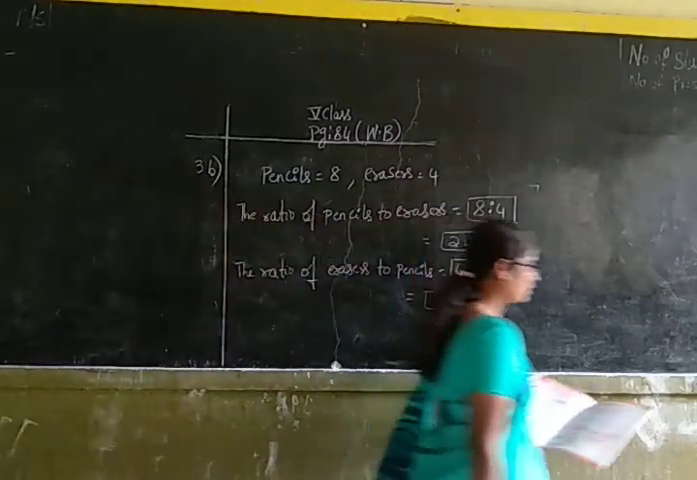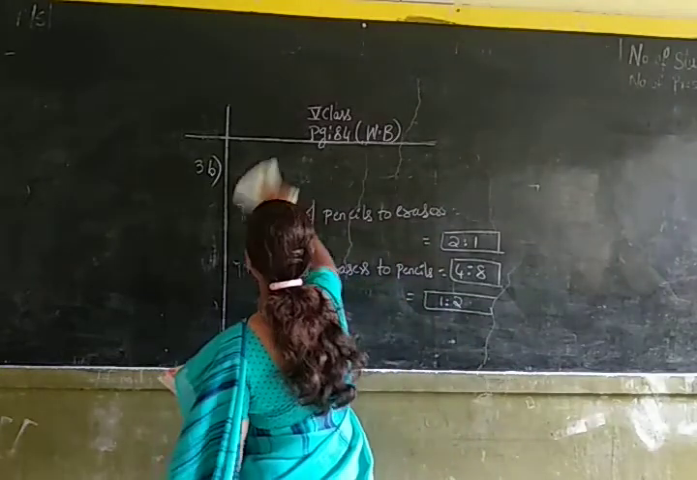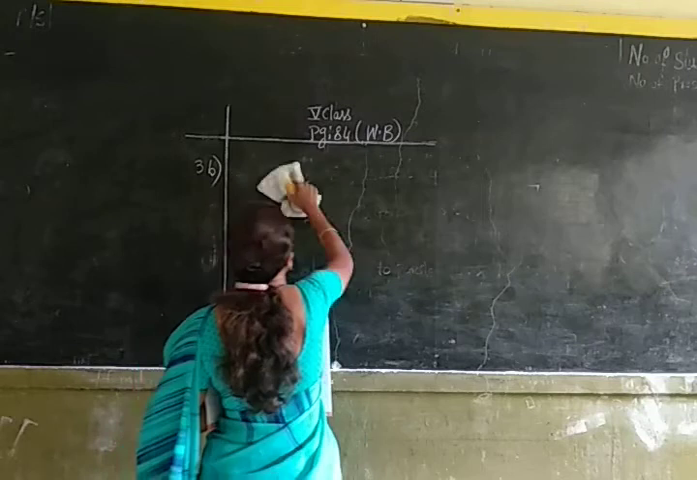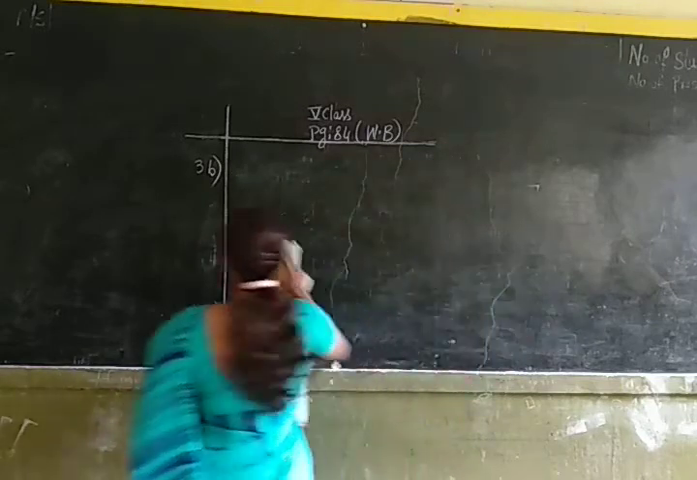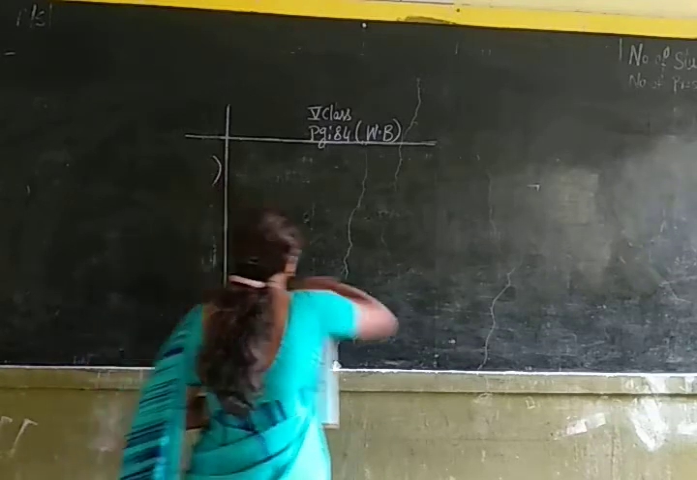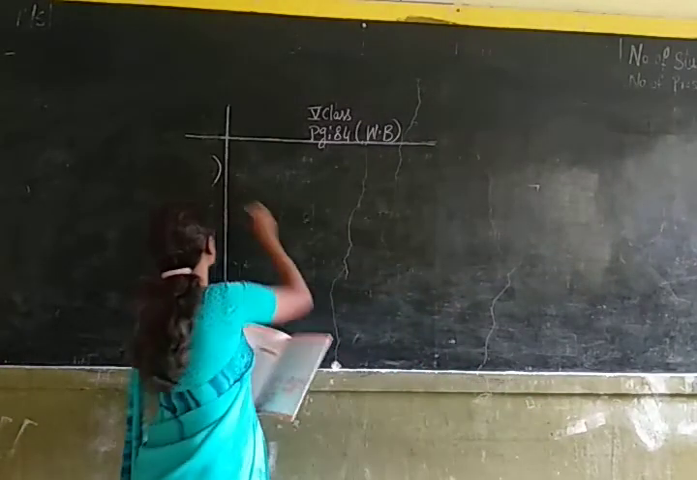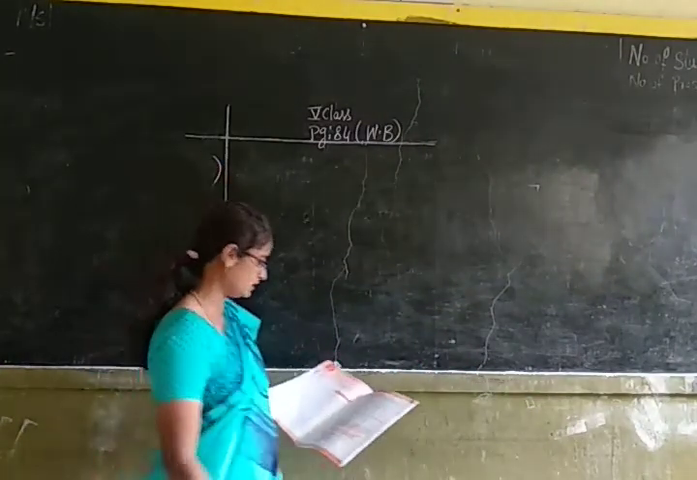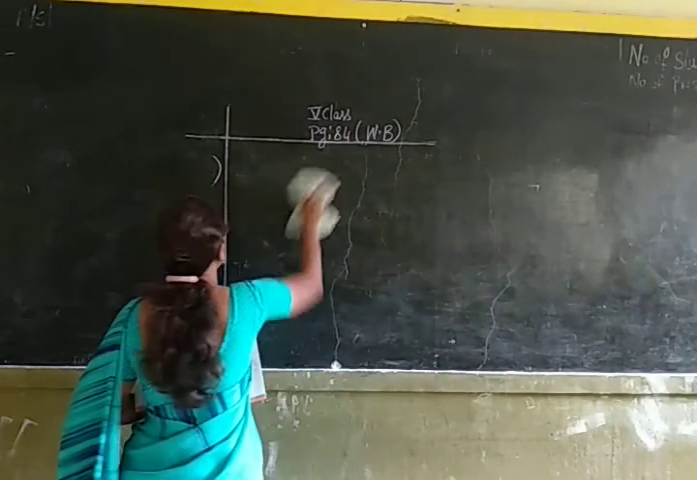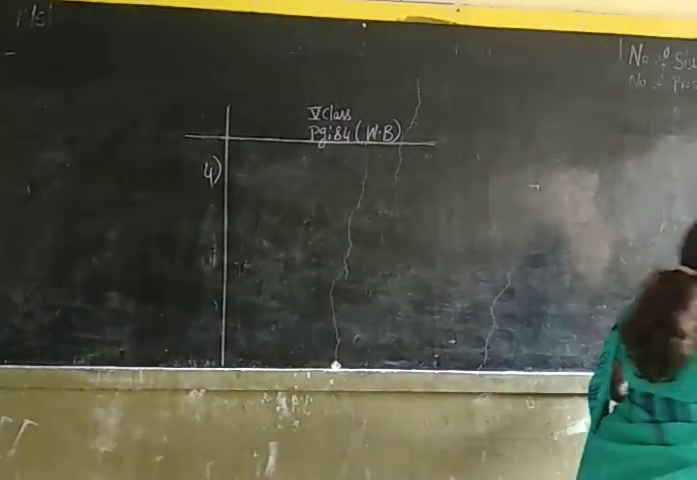Okay children. Now let us do the C sum. Okay children, you do the third C sum for homework. Now let us do the fourth sum.